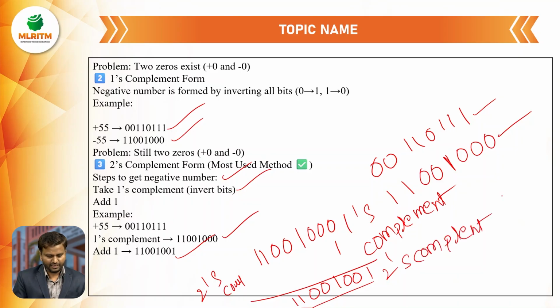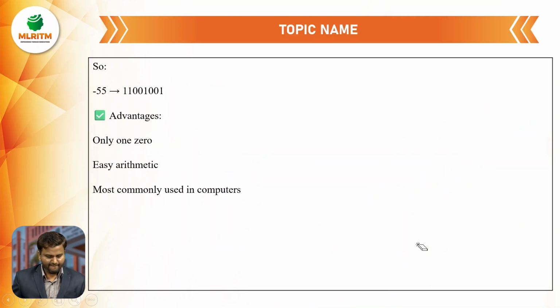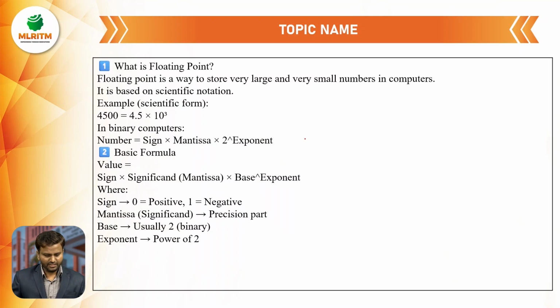Here we represented it that way, with the 1's complement done and then the 2's complement done. So minus 55 becomes 11001001. The advantages are that there is only one 0 and arithmetic operations are easy, so it is the most commonly used in computers.